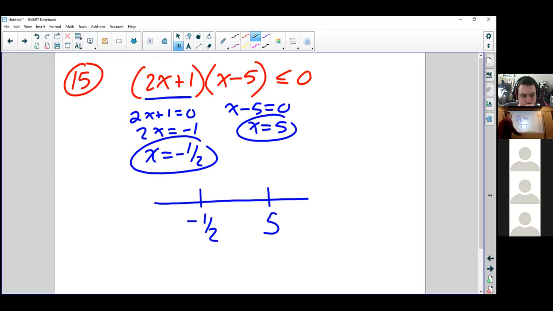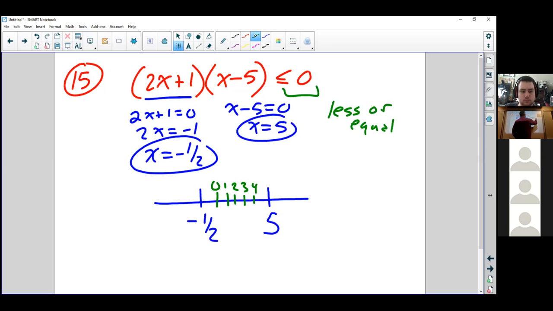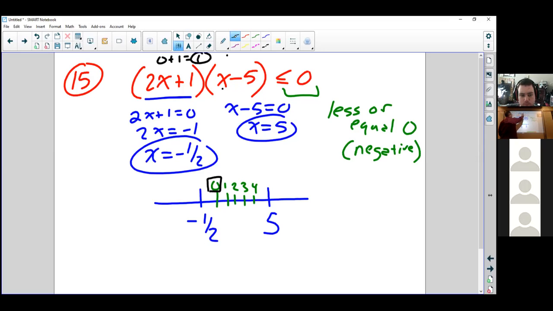So again, we need to pick a value. You know, I have 0 here, and I got 1, I got 2, I got 3, I got 4, so on and so forth. So if we pick there and it's negative, that means it's less than 0. So this is less than or equal to 0. So we're looking for negative, because negative numbers are less than 0. So I'll pick the 0, plug it in. 2 times 0 is 0. 0 plus 1 gives me a 1. 0 minus 5 gives me -5. If I multiply 1 and -5 together, I get -5, so that's negative.